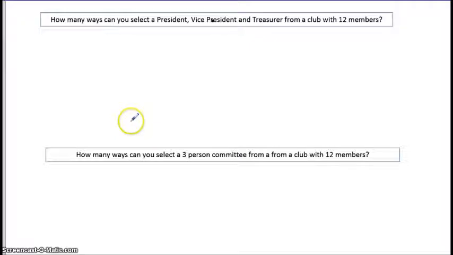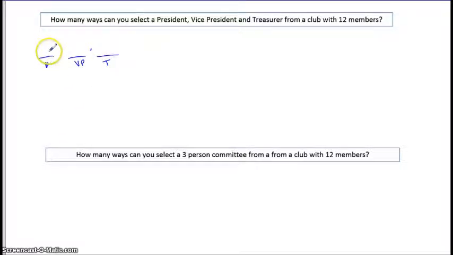So to introduce this concept further, let's pick a familiar problem from the multiplication principle. This first problem is: how many ways can you select a president, vice president, and treasurer from a club with 12 members? Hopefully you all know how to tackle this problem now. We have 3 different actions to take: pick a president, a vice president, and a treasurer.